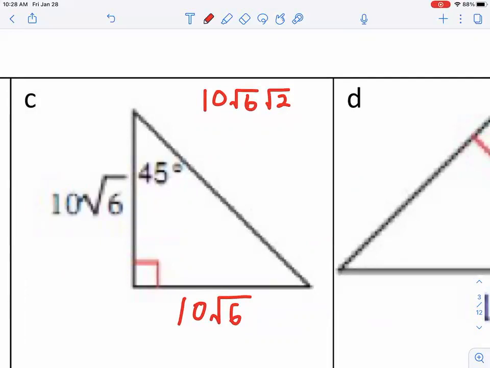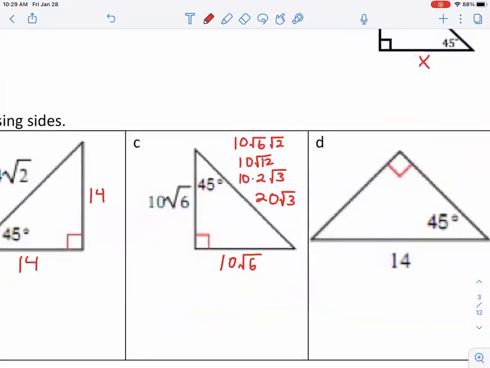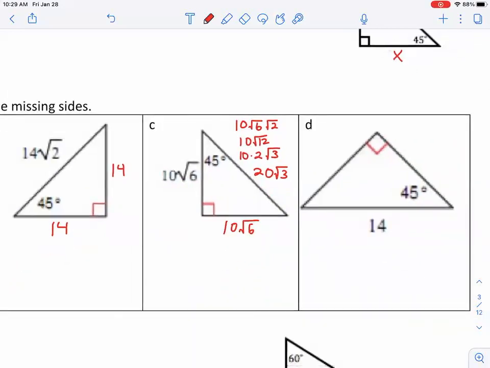So that's going to be then 10 root 12. Well, root 12 can be, if we did a factor tree, 2 root 3. So I have 10 times 2 root 3, ultimately giving me 20 root 3 for our hypotenuse. So definitely a little more work there, but we didn't have to do the Pythagorean theorem at least, and square both of those 10 root 6s and then take the square root. All right, are you still with me?